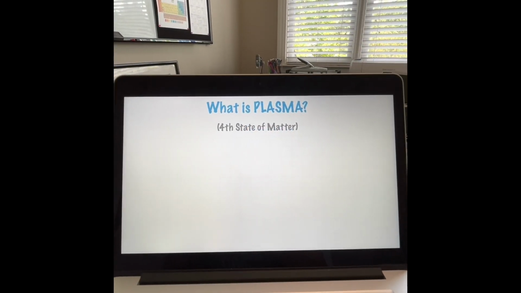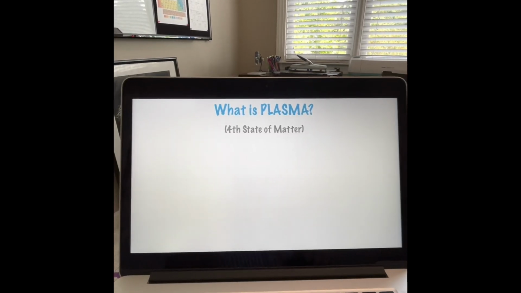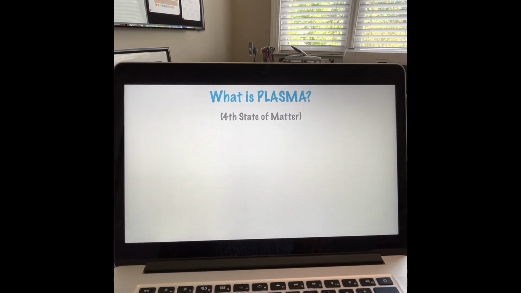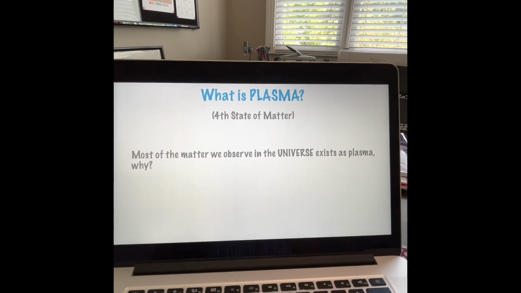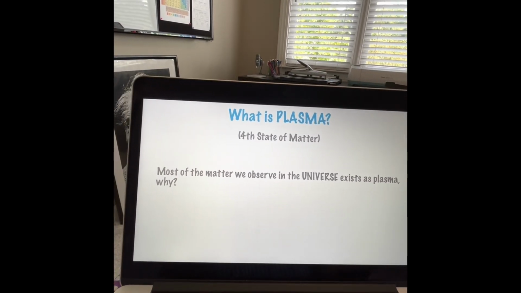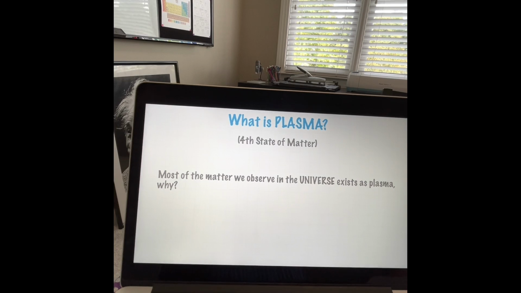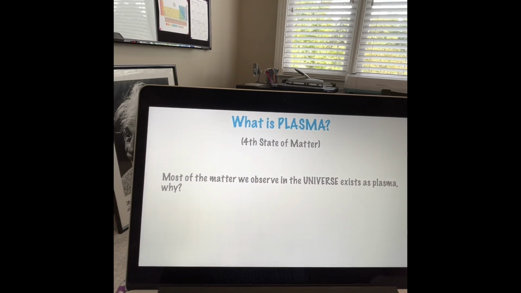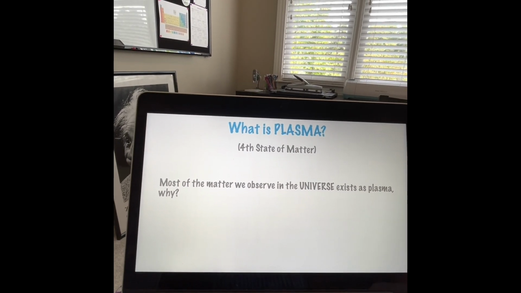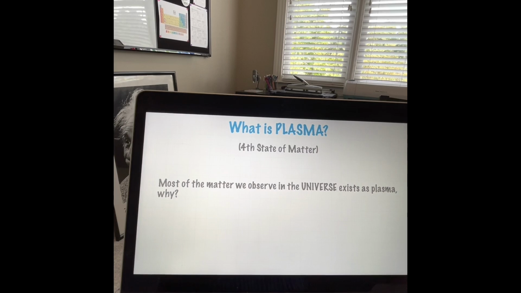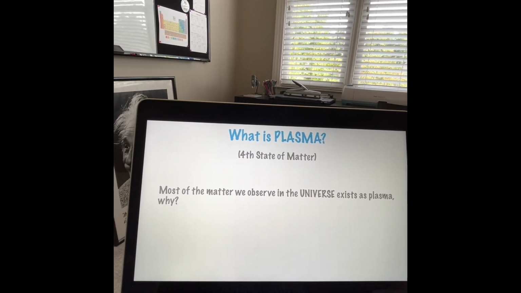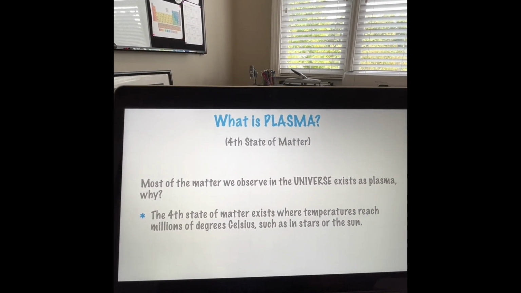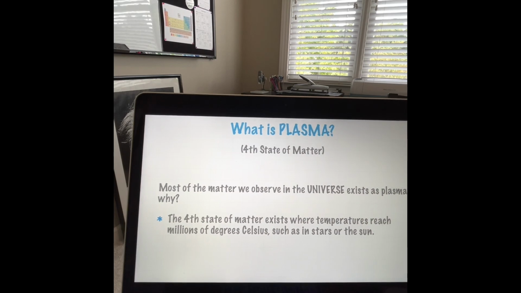All right, we actually do have a 4th state of matter, a 5th state of matter as well. But let's talk a little bit about the 4th state of matter called plasma. So what is plasma? Although most of the matter on Earth exists in one of the 3 states we talked about, solid, liquid, and gas, most of the matter that we see in the universe exists as this 4th state of matter called plasma. The 4th state of matter exists where temperatures reach millions of degrees Celsius, such as in our stars or our sun.